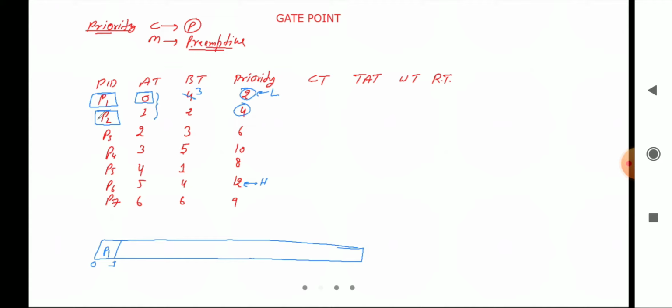So we'll execute P2 for how long? One unit. So here remaining time is 1. So 1 plus 1 is 2. Till time 2 process P2 runs, and till time 2 these processes are available, right? So P3 is also available. Now out of the remaining processes, which one has the higher priority? Out of these three, this one has higher priority. So we'll execute P3.